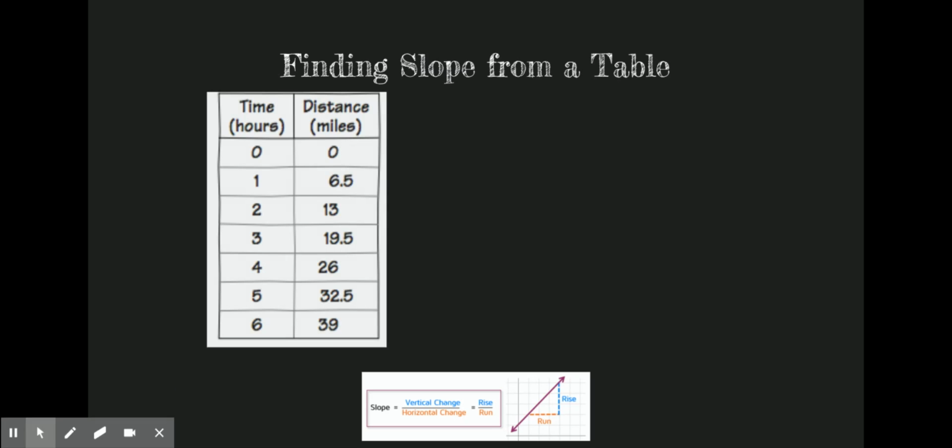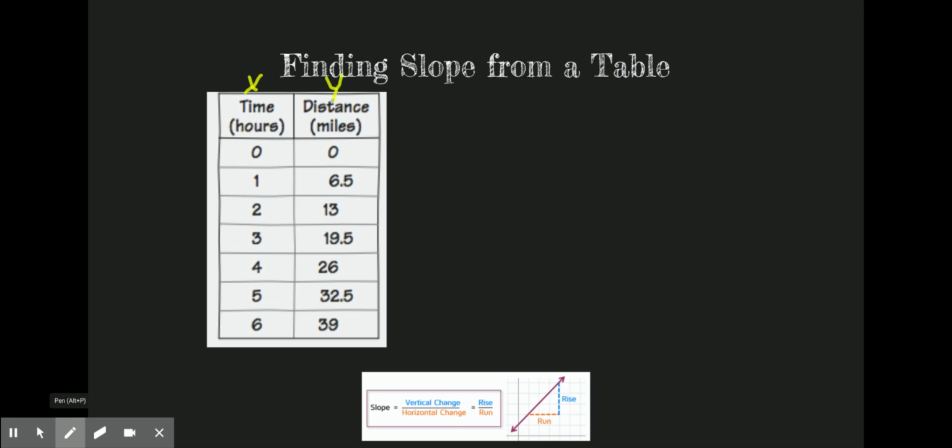So this table is talking about time and distance. So let's take a look. Time is always going to be your x-axis, and your distance is going to be, in this case, your y-axis. Okay, we talked a little bit about that before, about your dependent and independent. So your time is always going to be on that x-axis.